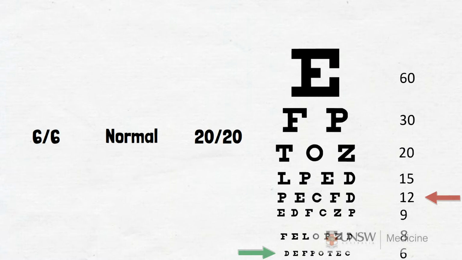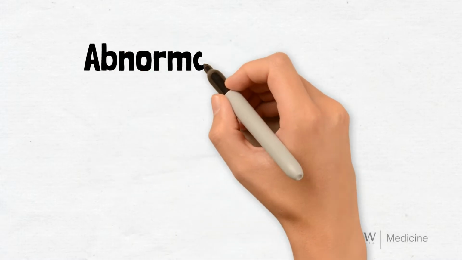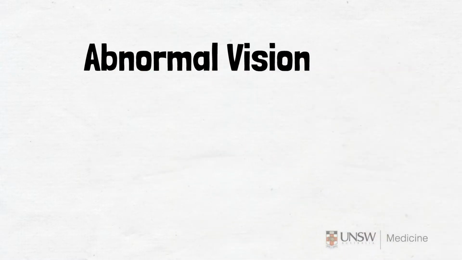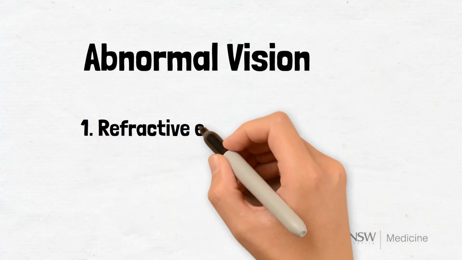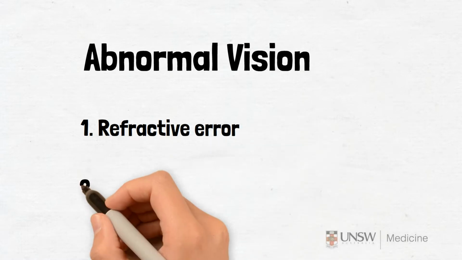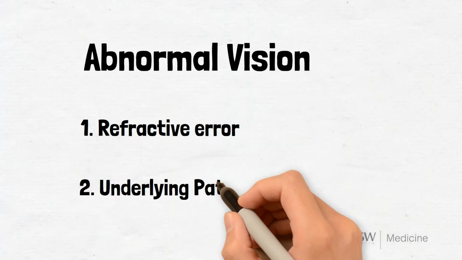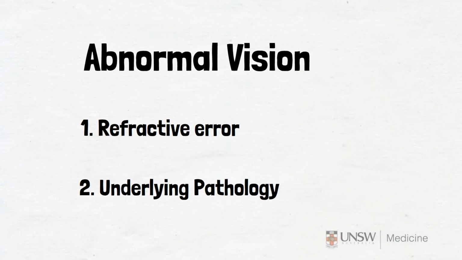For Frank, 6/12 vision implies abnormal vision, either caused by a refractive error, where the eye does not focus properly, or is caused by an underlying problem with the eye. As refractive error is easily corrected by spectacles, we can determine if the abnormal vision is due to a problem with the eye by performing a pinhole test.